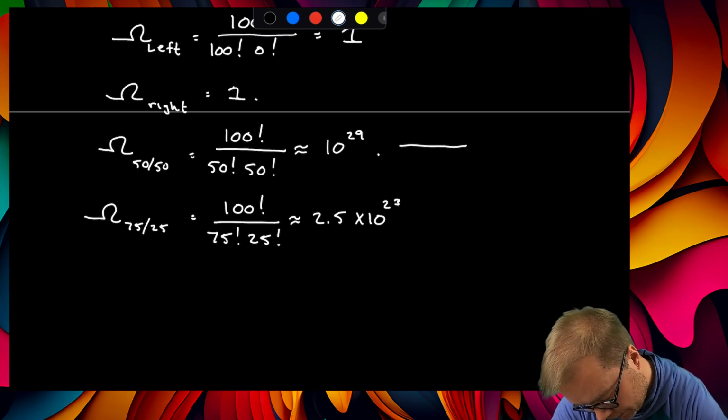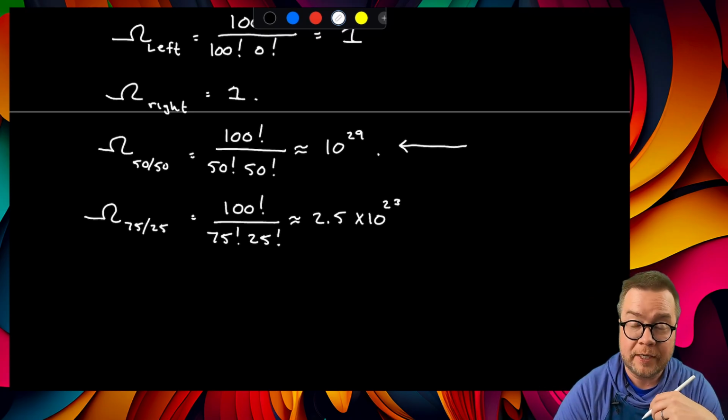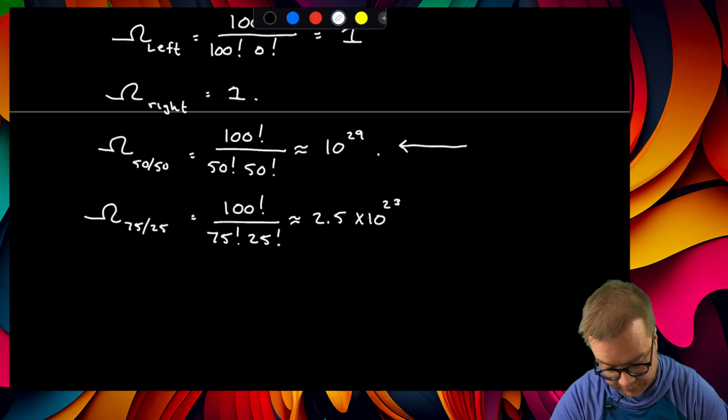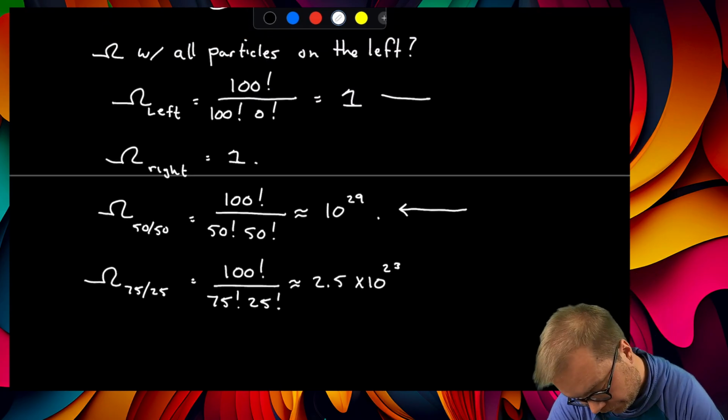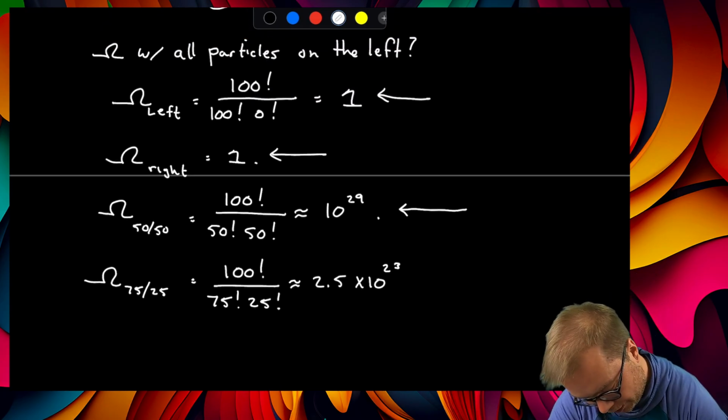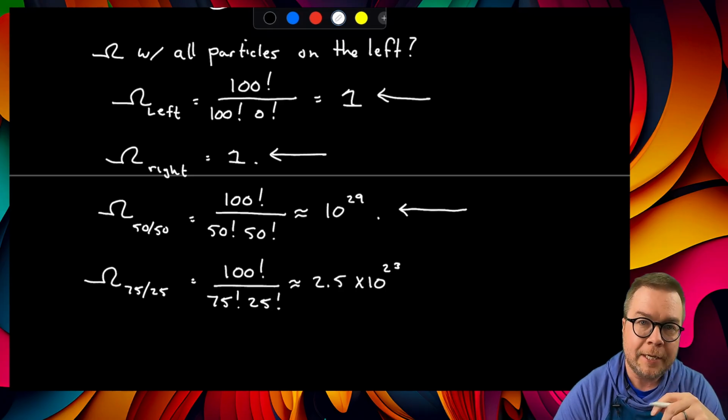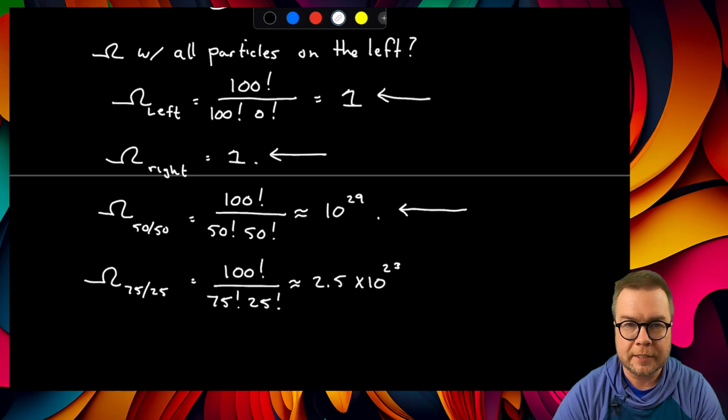Most likely, the particles are going to be distributed between the two sides of the box. It is very, very, very unlikely that they would be all on the left or all on the right. In fact, it's so unlikely that it just doesn't happen. It's not going to happen ever. The particles are always going to be distributed between the two.